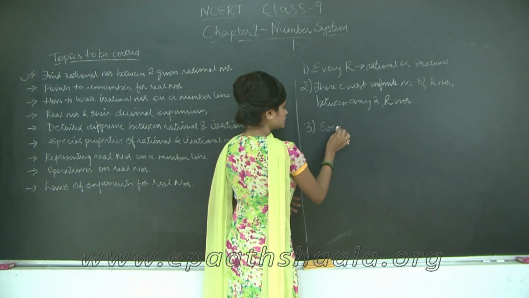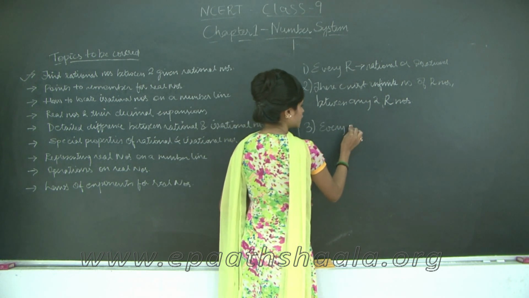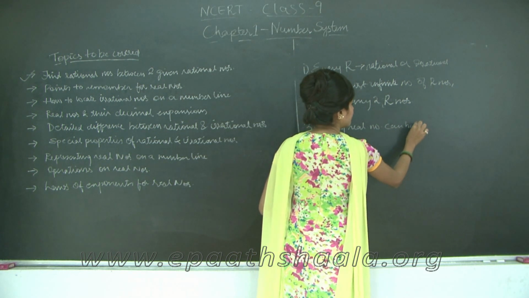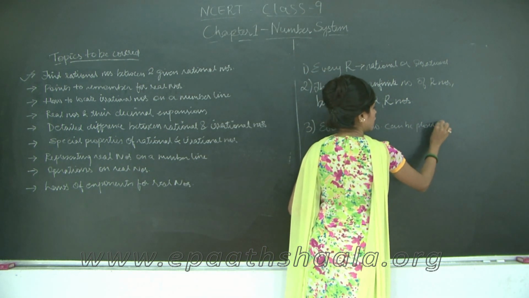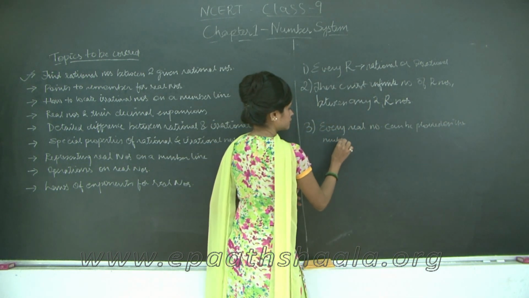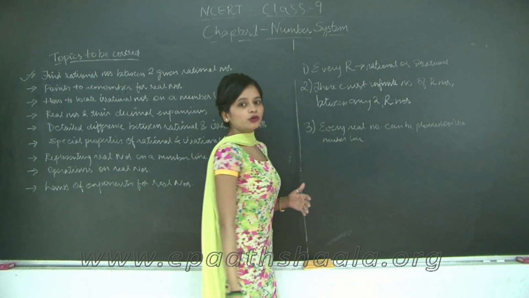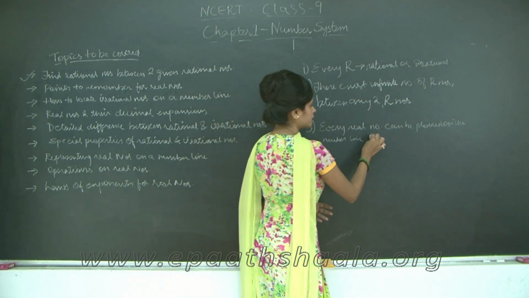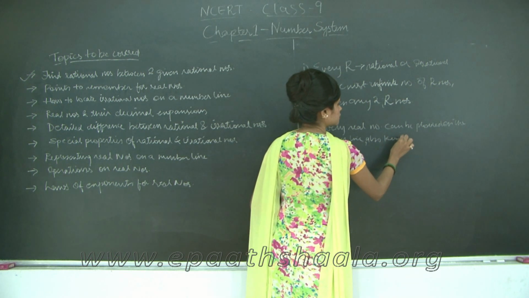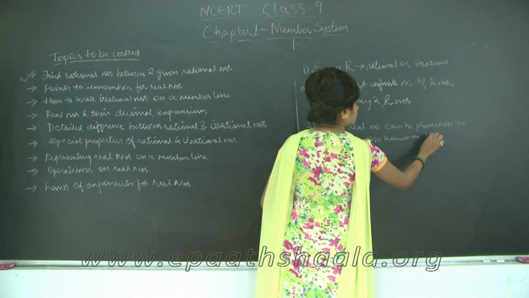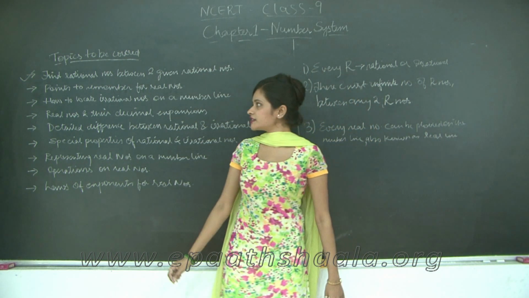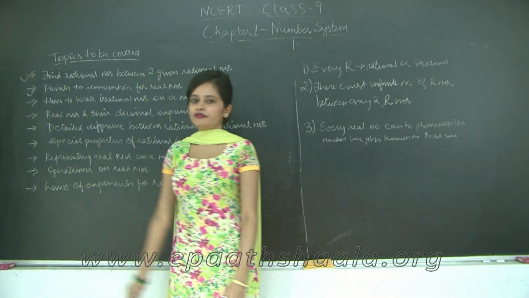So every real number can be plotted on the number line, which is why the number line is also known as the real line. So we have seen the points to remember for real numbers.